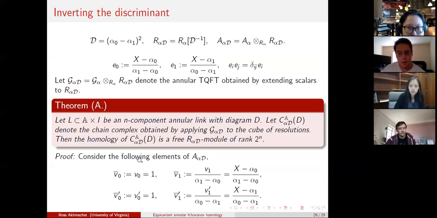Okay, so now I'm going to introduce just very quickly some more notation. So I'll use these bars, V null bar, V null prime bar, and so on, to denote certain elements of A alpha D. So now I have 4 notations for the same element here, but again, it's just convenient. And those are unchanged from the elements without the bar, but V1 bar and V1 bar prime are slightly different. I divide by this element. So now these on the right-hand side look like E0 and E1.